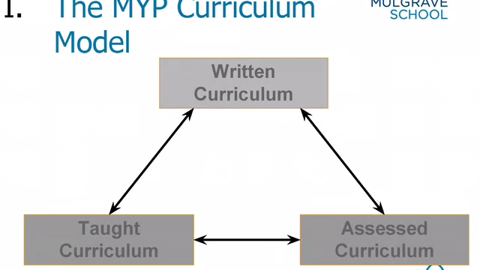So the MYP curriculum model is based on a written curriculum, assessed curriculum, and a taught curriculum, and you can see that it's a triad, so it's continuous with those three components. They are not separate, they all work together. This is embedded in part of the learning experience for our students. The integration of student assessment within the MYP starts very early on in the planning process. So every aspect is connected to the overall learning and assessments for students.